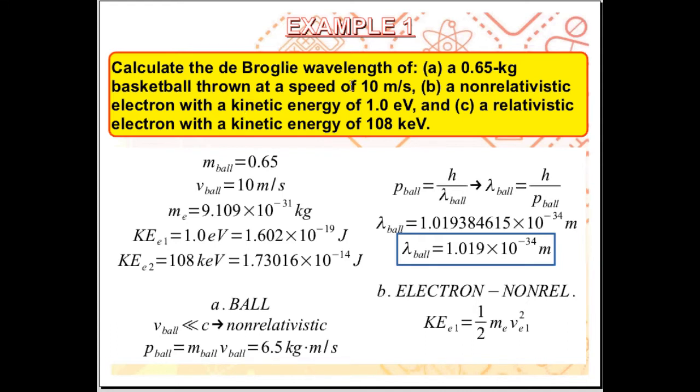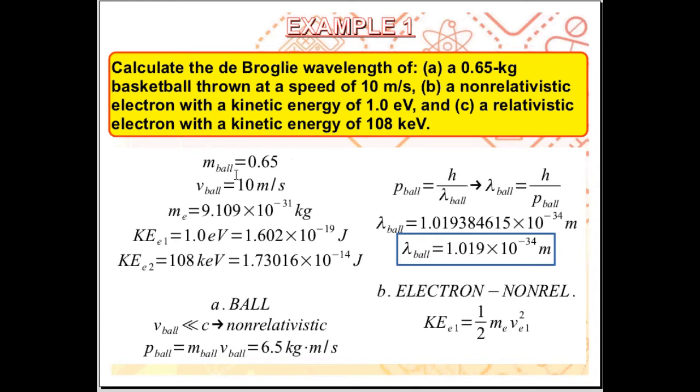Calculate the de Broglie wavelength of a 0.65 kilogram basketball thrown at a speed of 10 meters per second, a non-relativistic electron with a kinetic energy of 1 electron volt, and a relativistic electron with a kinetic energy of 108 kilo electron volts. So we have the basketball.